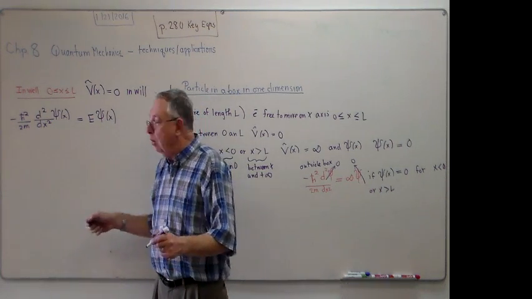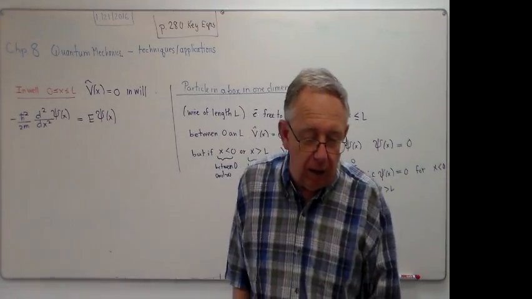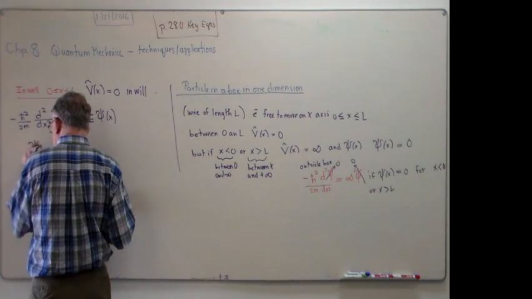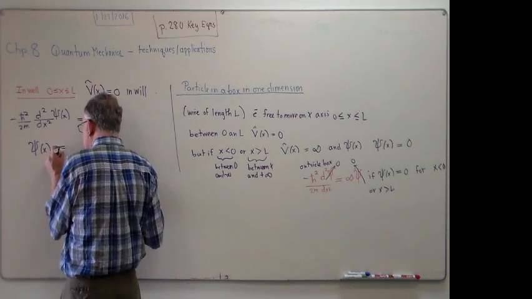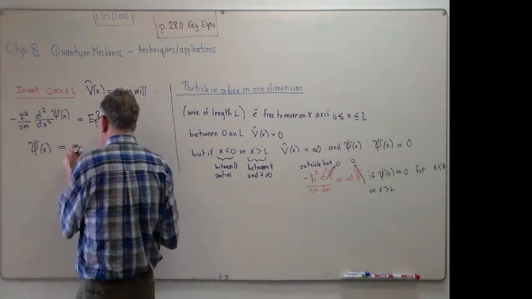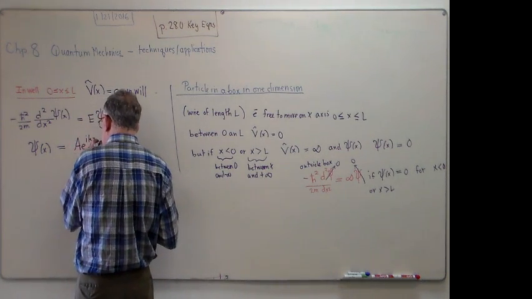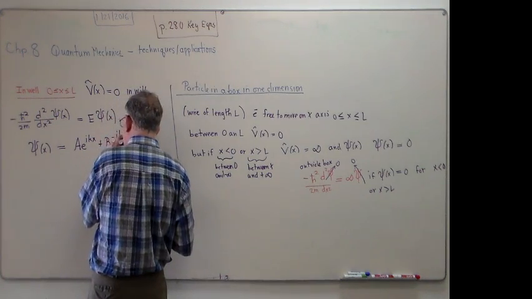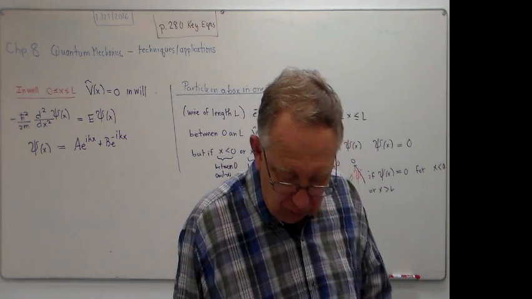Now, what are the free particle wave functions? Well, they're ones that do this. And in the well, they're going to have the form A e to the ikx plus B e to the minus ikx. Or if you want to do sines and cosines, that's fine too.